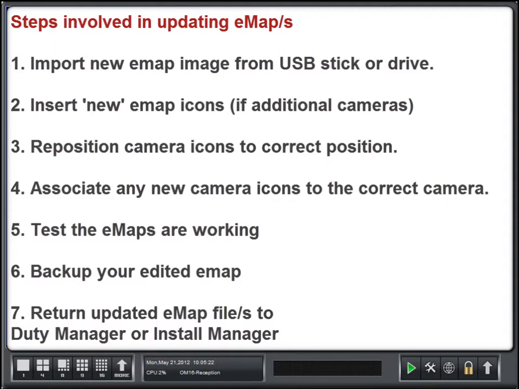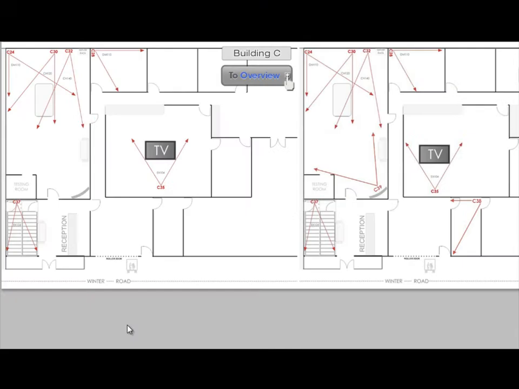And then you have to associate any new cameras with the actual camera that's under a particular device. So you choose the particular device and then you choose the camera under that device. Then you test the eMaps and then you back up the eMaps, and finally you return the eMap files to either your duty manager or your installation manager.